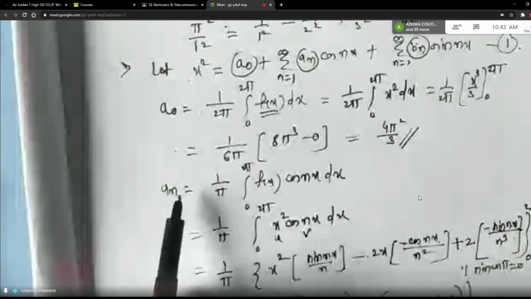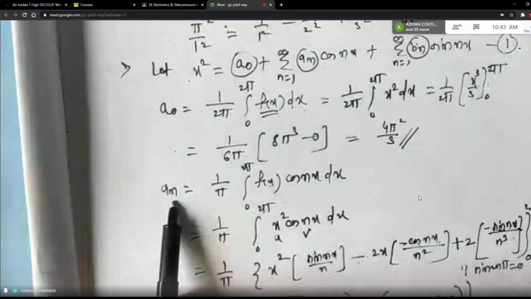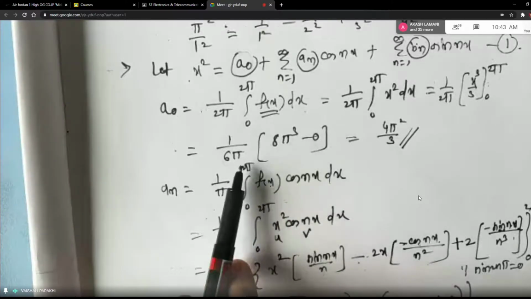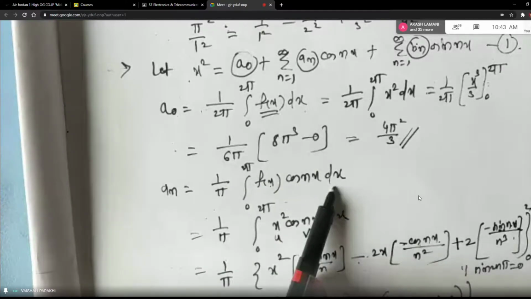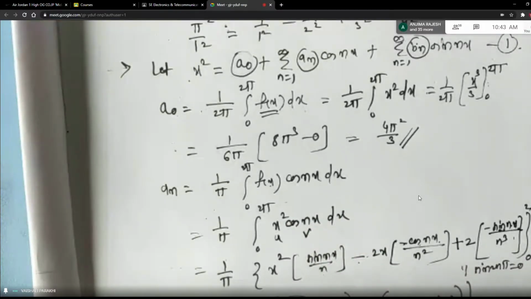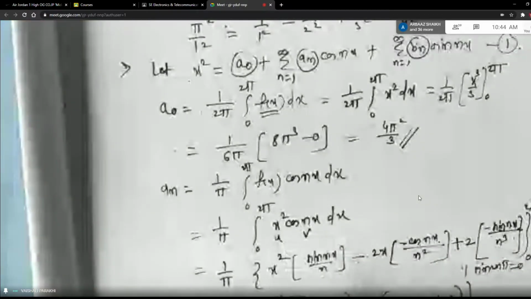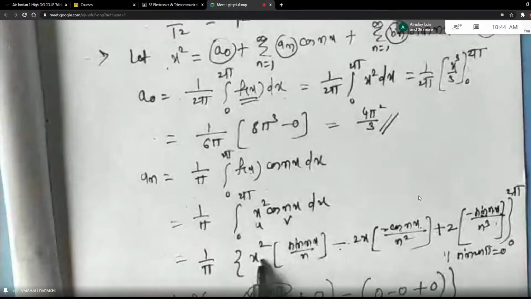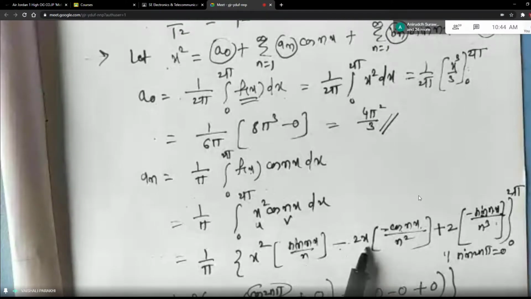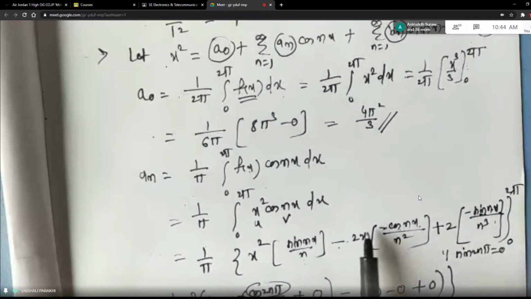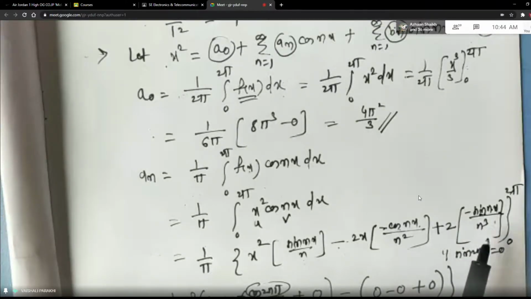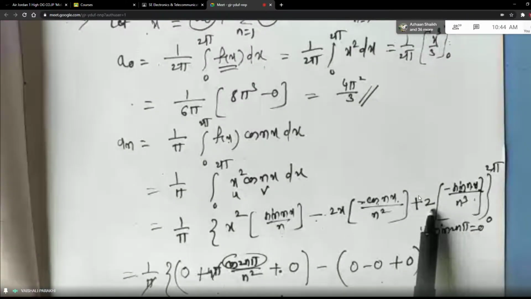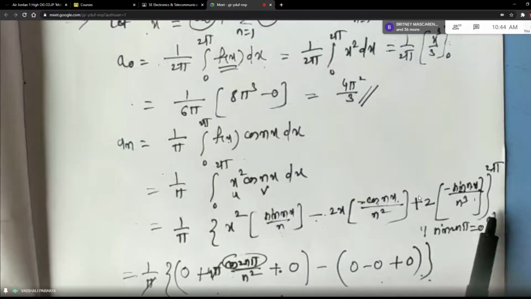Then we started finding an. The formula for an in the interval 0 to 2 pi is 1 by pi integral 0 to 2 pi f of x cos of nx dx. F of x is the same, x square, given in the problem. If you observe, one is a term in x and the other is the cos term, so we can go for Bernoulli's theorem, the generalized rule for integration by parts. What is it? First function into integral of second function, minus derivative of first into integral of second, plus derivative of previous derivative into integral of previous integral, and we stop at this term because the derivative becomes 0 in the next term. The limits are from 0 to 2 pi.